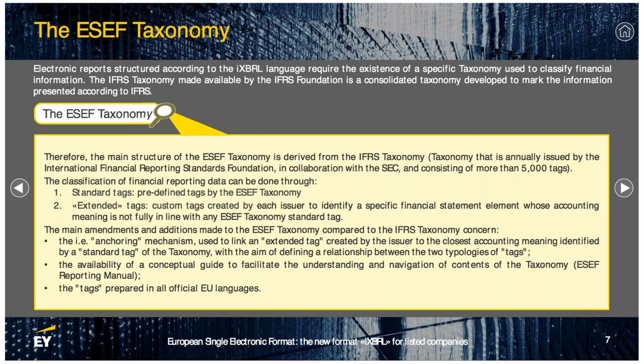The classification of the financial reporting data can be done through standard tags, that is the 5,000 that I have said before, and you have also the opportunity to create an extension, so an extended tag that is a custom tag that is specific for the listed companies, and that can identify a specific financial statement element whose accounting meaning is not fully in line with any ESEF taxonomy standard tag. The main amendments, so the main differences between the ESEF taxonomy and the IFRS taxonomy, are related to three things. The first thing is anchoring. The anchoring is used to link the extended tag, so the custom tag that is created by the issuer.